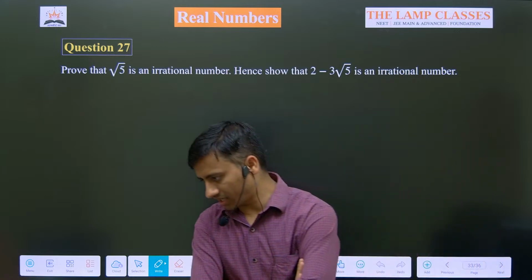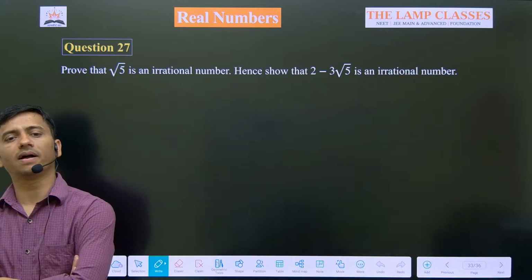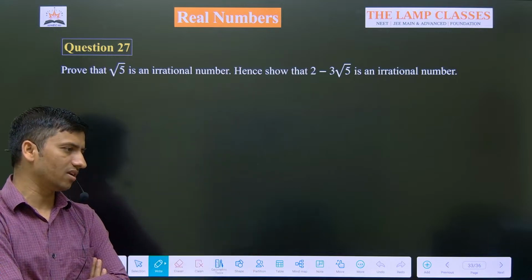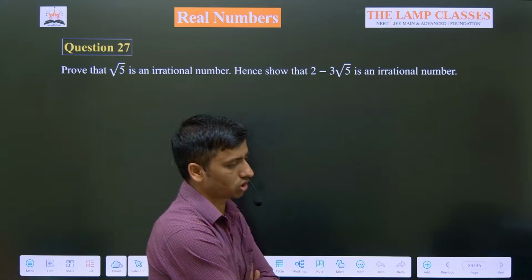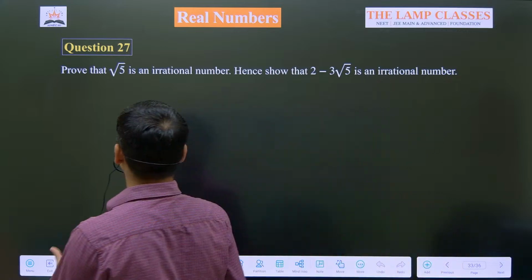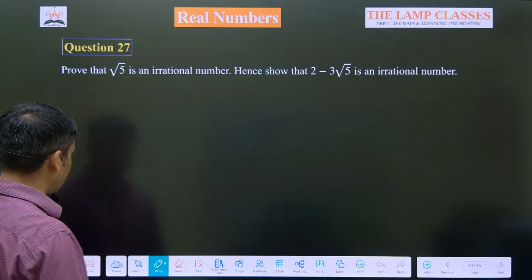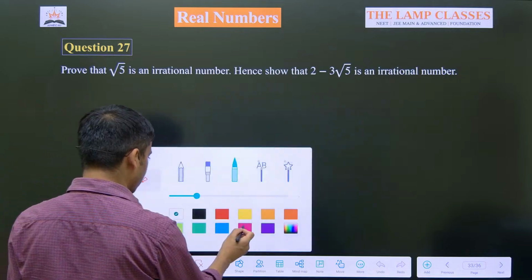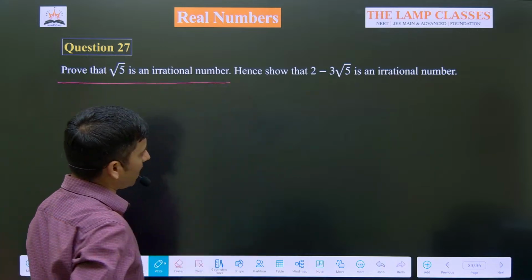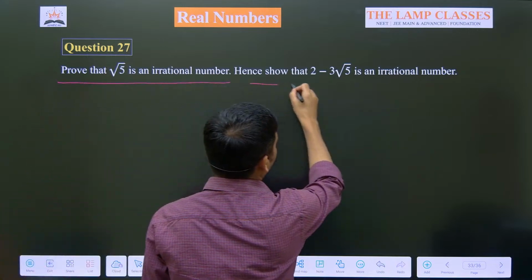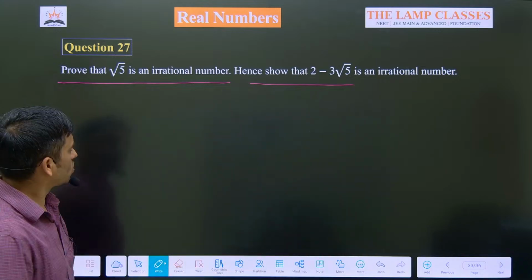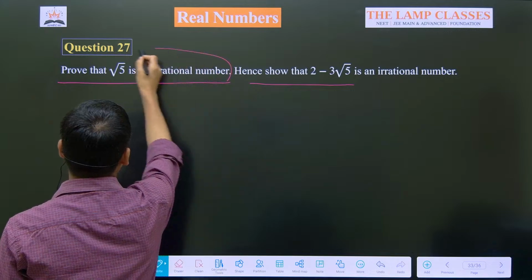Yes, Dhanvin, that's correct. In all of these questions, we have to bring rational terms to one side, irrational to the other side, and then write the final conclusion. Even this question, partially we have done. Both types of questions separately we have done, but here they have asked you to prove that root 5 is an irrational number and hence show that 2 minus 3 root 5 is an irrational number. So I don't think you will have any problem here, right?